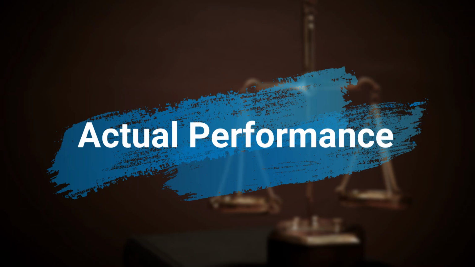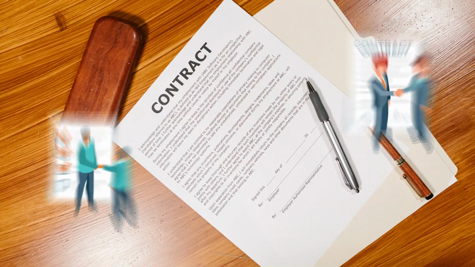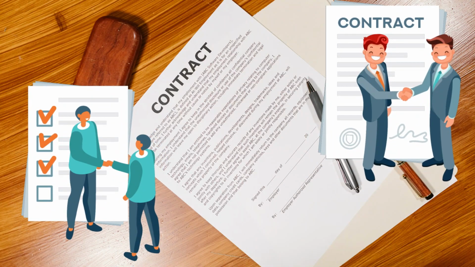Actual performance. Dear viewers, here the parties to the contract have done what they were supposed to do. Now there is nothing to be done. It means both the parties have fulfilled their responsibilities well here. If the parties to the contract perform their contractual obligation, it is called actual performance.